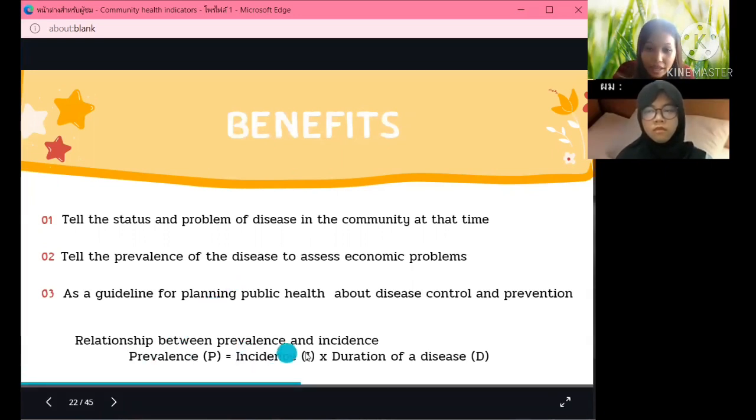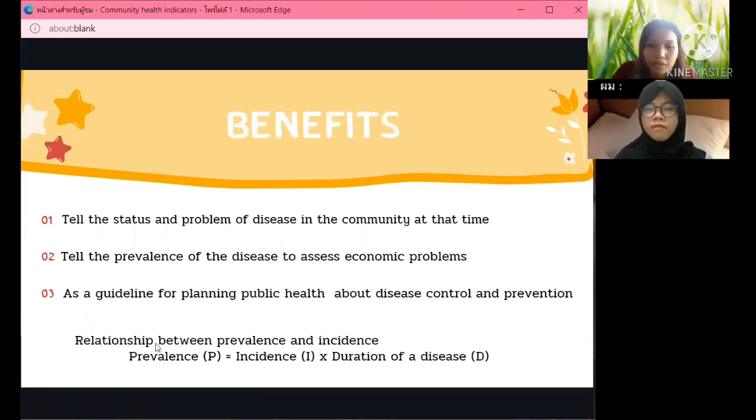Relationship between prevalence and incidence: prevalence equals incidence times the course, or duration, of the disease.